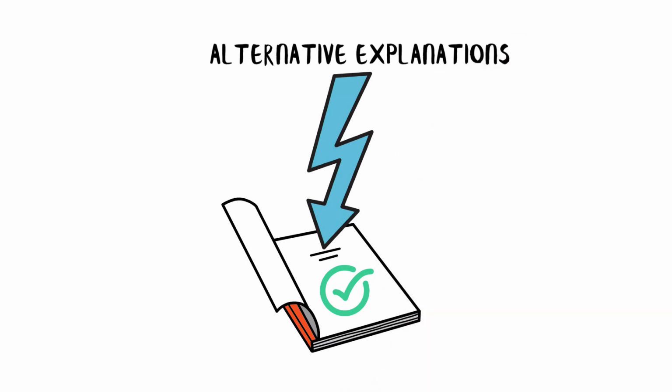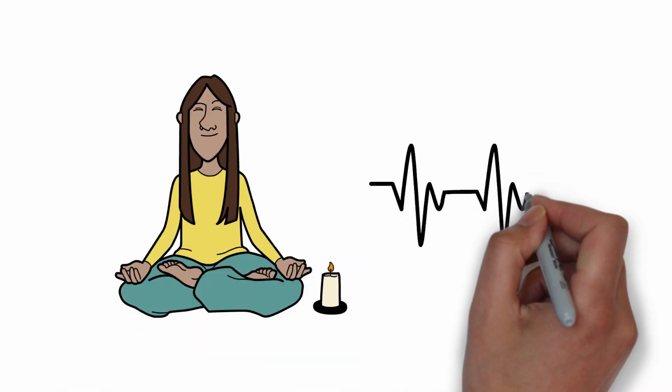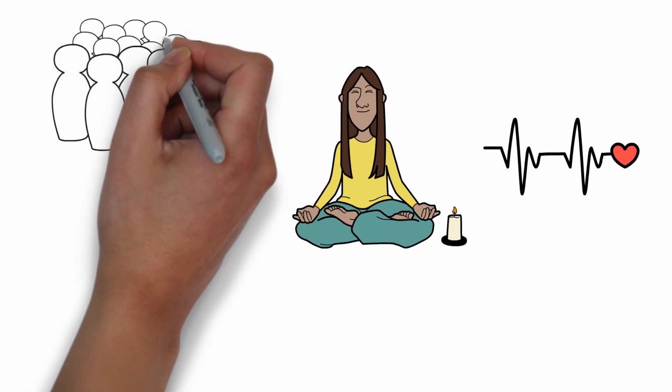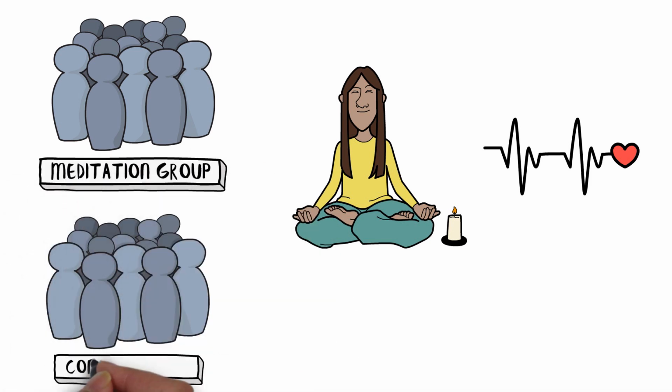For example, if the research design is investigating the relationship between meditation practice and cardiovascular health, they would recruit participants and randomly assign them to either the meditation group or to a control group.